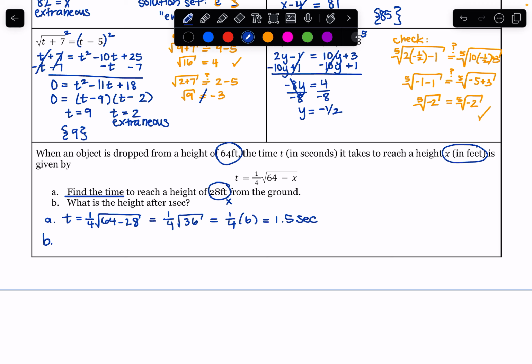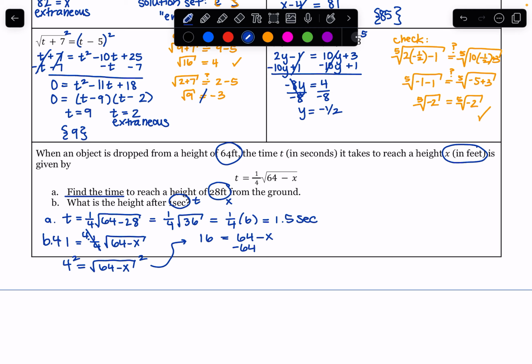Part B says, what is the height after 1 second? So 1 second would be t. So we're going to have 1 equals 1/4 times the square root of 64 minus x, and we're going to try to find x. Okay, so the first thing we're going to need to do is multiply by 4, so we can move that 1/4. So we're going to be left with 4 equals the square root of 64 minus x. We need to get rid of the square root, so we're going to square both sides. And we're left with 16 equals 64 minus x.